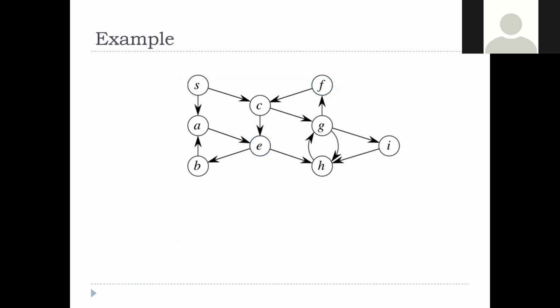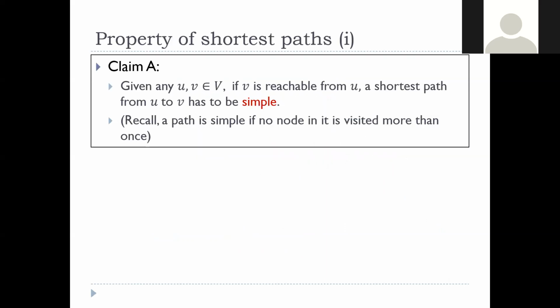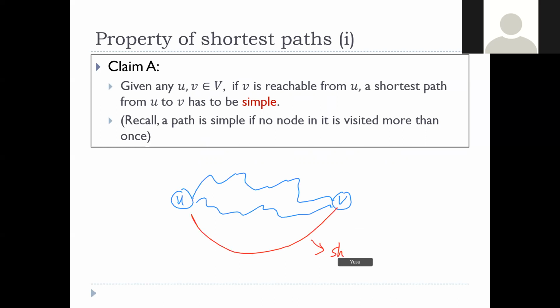All right, as I said, we're going to look at the algorithm next time, but first some properties of the shortest path. These are very simple, intuitive properties, but they're useful. The first one is that given any 2 nodes, U and V, there are different ways to reach them. Let's say this is the shortest path. The first property is that the shortest path has to be simple.